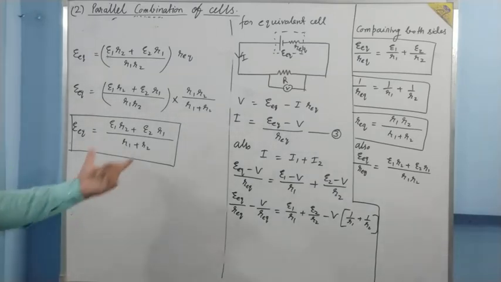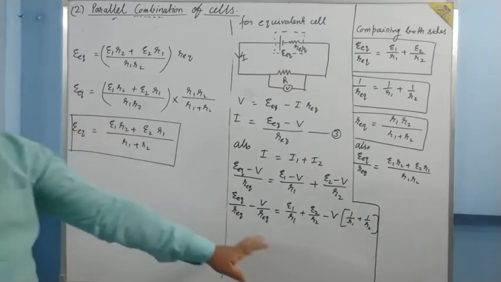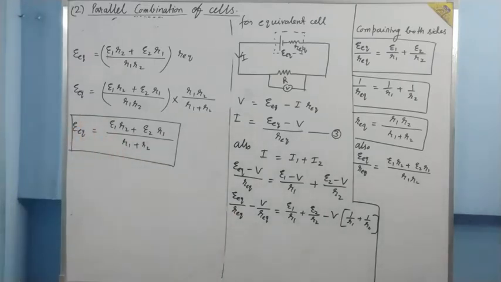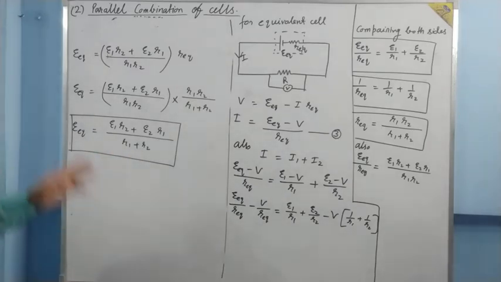So if you remember this formula, you can do the numerical within a few seconds only. Just put the values and you will have the value of E equivalent. If you don't know the formula, then you will go by the process, and it will take time. So if you remember this result, it will be much easier, and that's why I tell this derivation. It has come in the board examination also.